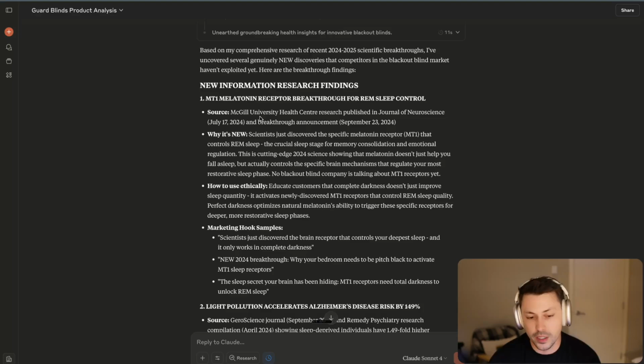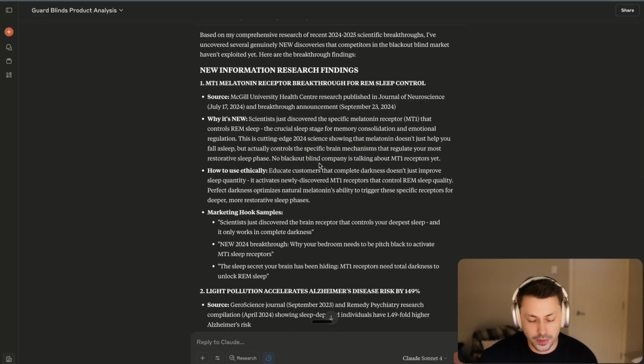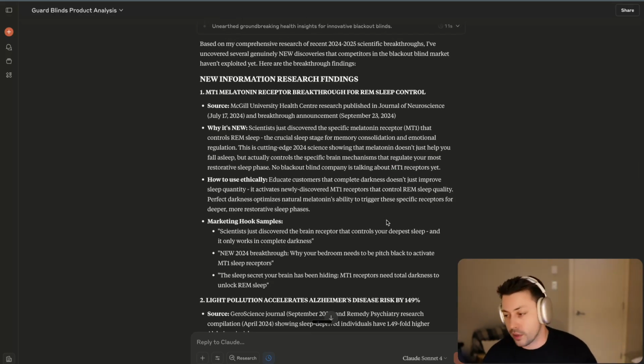So why it's new? Scientists just discovered the specific melatonin receptor, MT1, that controls REM sleep, the crucial sleep stage for memory consolidation and emotional regulation. This is cutting-edge 2024 science showing that melatonin doesn't just help you fall asleep, but actually controls the specific brain mechanisms that regulate your most restorative sleep phase. No blackout blind company is talking about MT1 receptors. Look at that. Now we've got a brand new untapped angle that we can talk about because apparently nobody's talking about MT1.